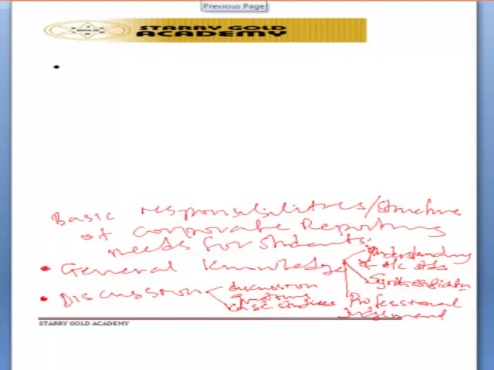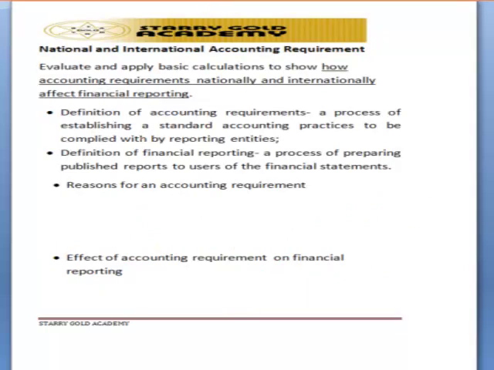Now, let's go to the aspect of what we are going to be starting with in corporate reporting. We call it the national and international accounting requirements. We will start with these questions. You must be able to evaluate and apply basic calculation to show how accounting requirements nationally and internationally affect financial reporting. First and foremost, you need to be able to understand what we mean by accounting requirements. Accounting requirements are established standards. Accounting requirements, they are what? Established standards.